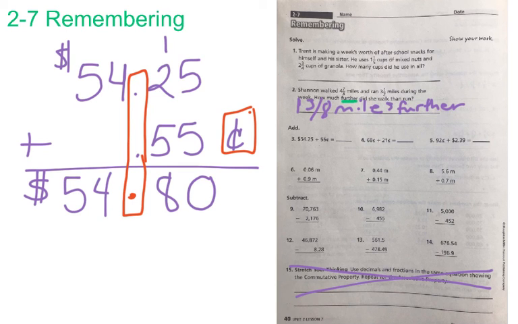So number 3 is $54.80. Look at number 4 and 5. Again, you're going to need to make sure you're paying attention to where the decimal goes. If you have 68 cents, that's written as 0.68. If you have 21 cents, that's written as 0.21.